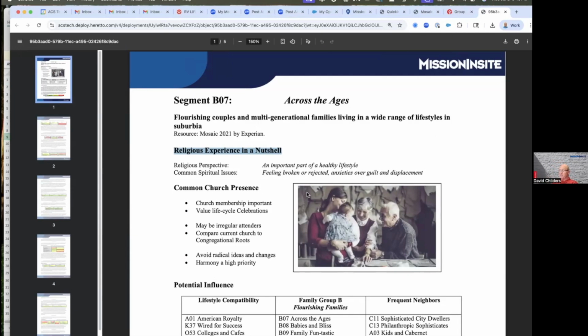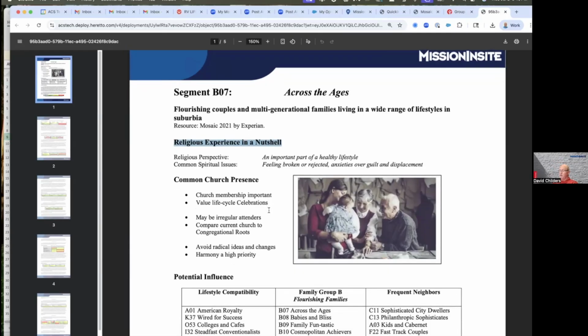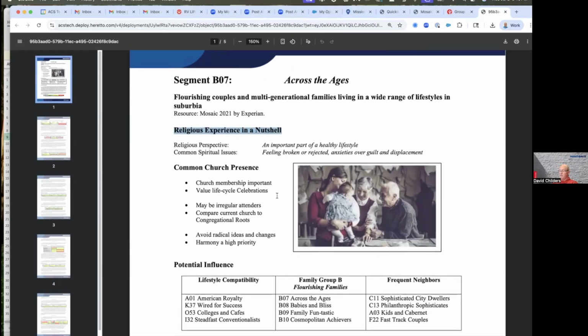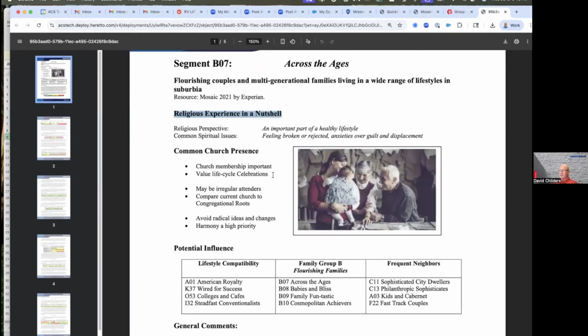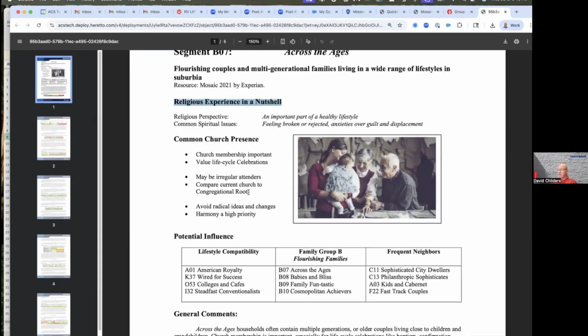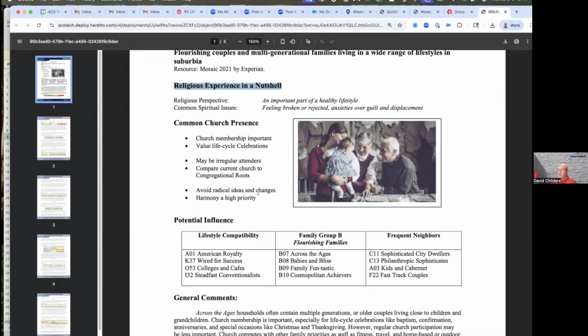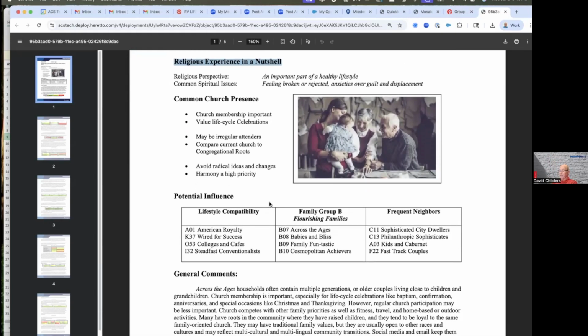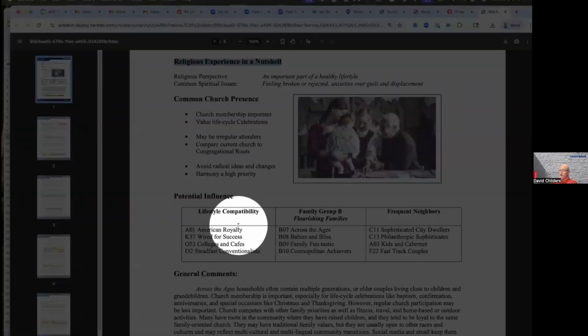Their common church presence: their church membership is important. They value life cycle celebrations, as in Christmas and Easter. They may be irregular attenders. That doesn't surprise me. I can compare their current church to their congregational roots. I can learn to understand them as avoiding radical ideas and changes, and they believe that harmony is a high priority. Who are they likely to be seen around, as far as where they live?